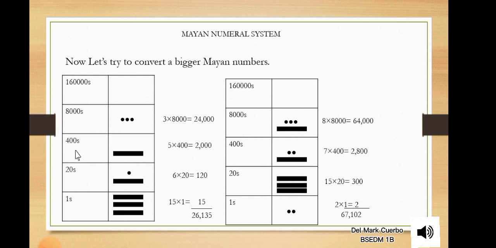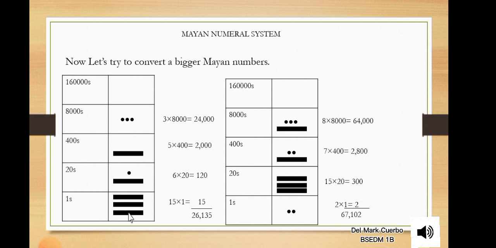And here in the 400's place, we have a bar. And again, a bar represents 5 units. So 5 times 400 is equals to 2,000. And here in the 20's place, we have a bar which represents 5 and a dot in it, which means 1. So 5 plus 1 is equals to 6. And we are going to multiply it to its position, which is 20. So 6 times 20 is equals to 120.